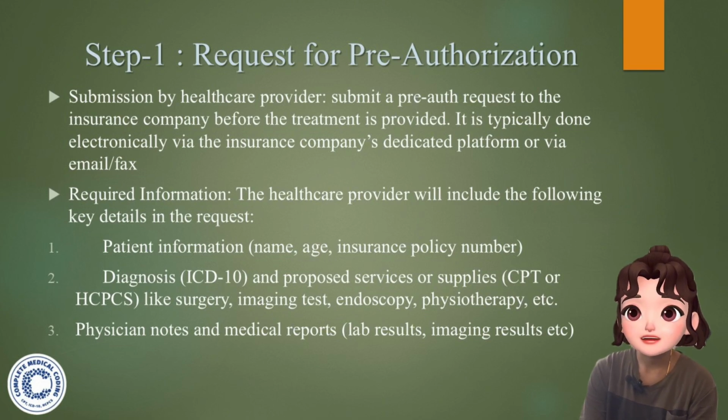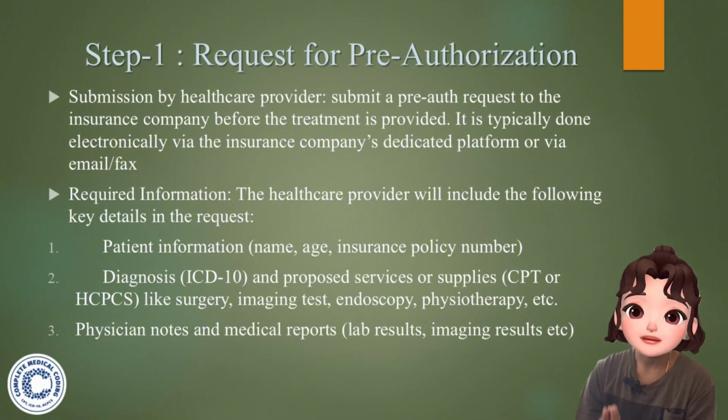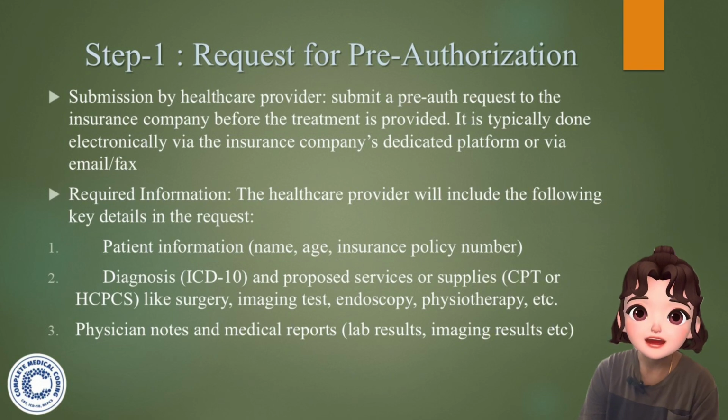Then the next item is physician notes and medical reports, like lab results, imaging results, etc. If there are any lab results or medical reports, the EMR, the medical record, the physician notes, you have to verify everything. So these are the first step to request for pre-authorization. You have to verify all these and then request the prior approval.